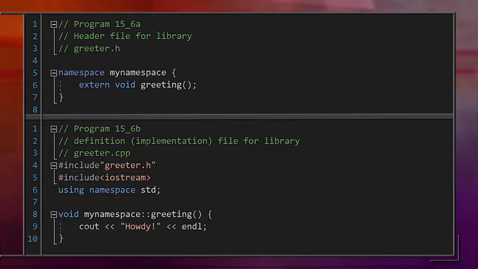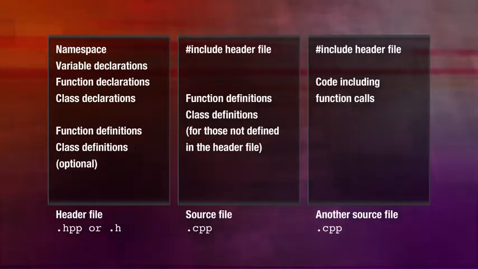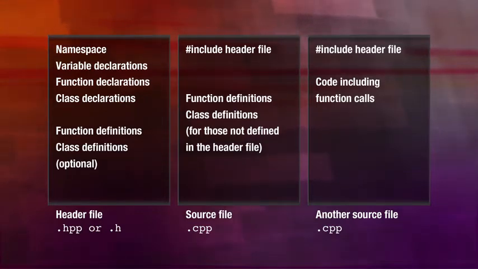We then have our function definition. Now notice that we've put the namespace in front of the function name to make it clear which function we're defining. So we have void my namespace::greeting, parentheses. And then in the curly braces, we have a single cout statement to print howdy. Now, we write the code that we want to call the functions in our library in a different source file, a different .cpp file. That file needs to #include the header file. And this is what we've been doing when we #include header files for libraries like IOStream.